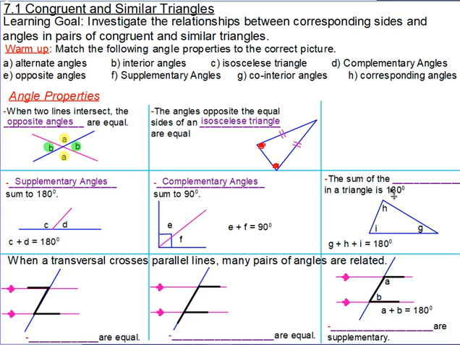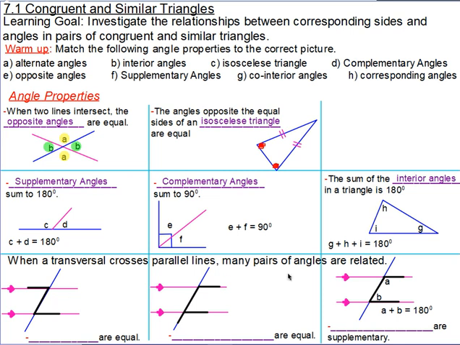Lastly, the sum of the blank in a triangle is equal to 180 degrees, the sum of the interior angles. Some of us might just say the sum of the angles in a triangle is 180, but really we should be more specific and say interior angles, because there are such things as exterior angles, but we're not going to get into that.